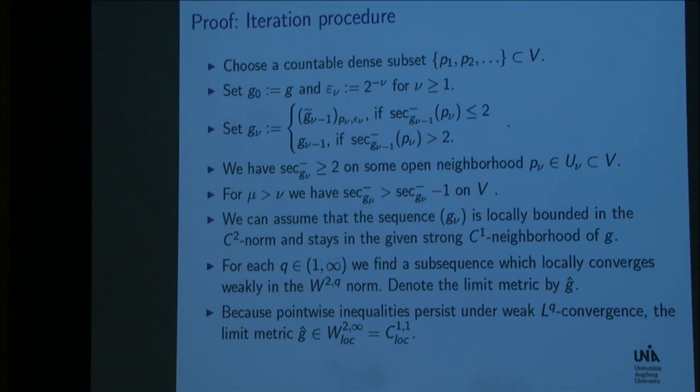This is this g hat. And by construction, the sectional curvature is bounded below by 2 minus 1, equal to 1, on this union of all these open neighborhoods of the points P nu, and that's an open dense subset. And so this finishes the proof of this approximation theorem.